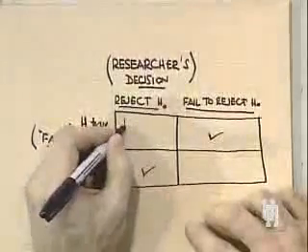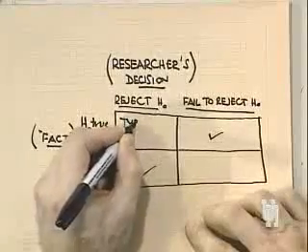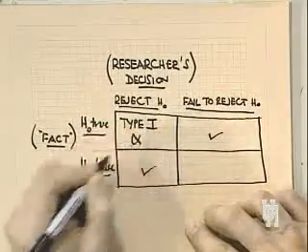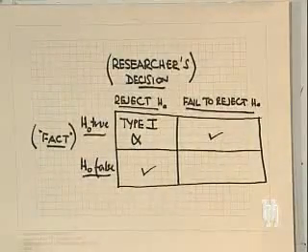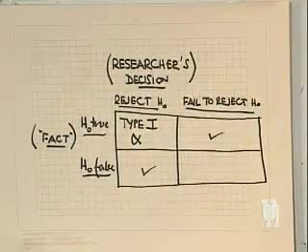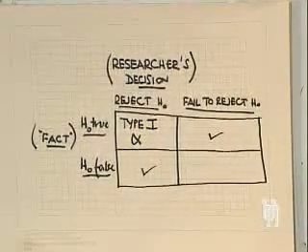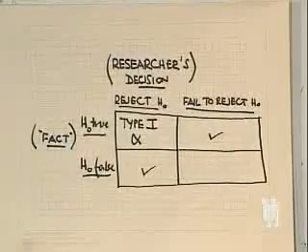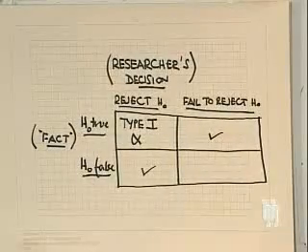This is a type 1 or alpha error. A type 1 or alpha error. A false conclusion of difference.